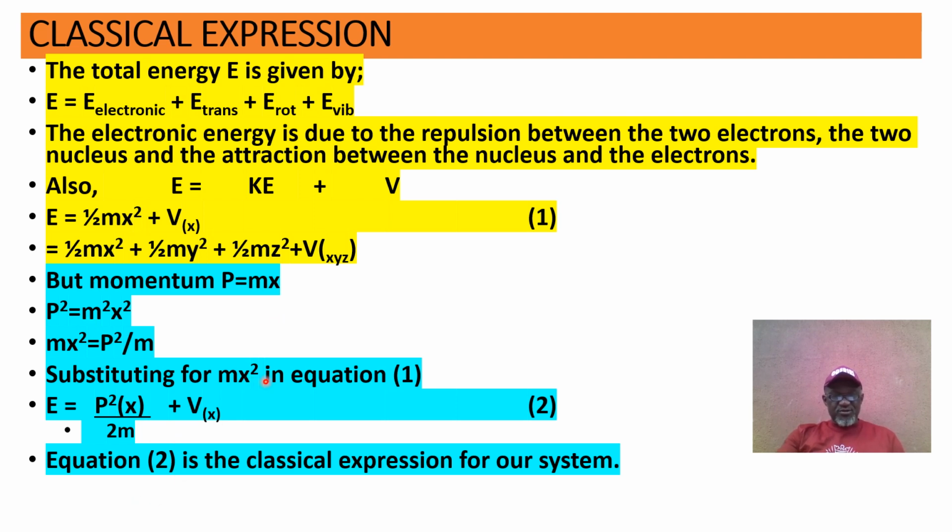We now substitute mx squared in equation 1. Instead of saying half mx squared, we're now saying half p squared over m. So that is px squared divided by 2m, also plus potential energy in the direction of x. This equation 2 is the classical expression for the energy of our system.